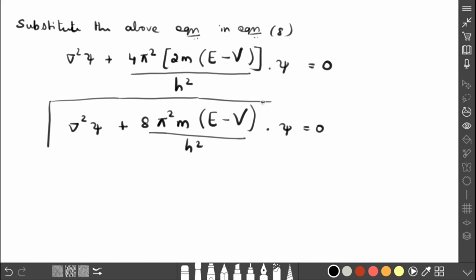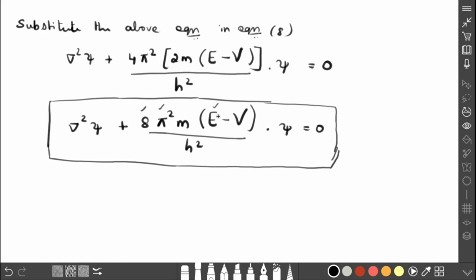Now you see this equation, the first term is del square psi. So del square is the Laplacian operator and psi is the wave function. 8 is the numerical number, pi is the constant, m is the mass of the particle, and E is the total energy of the particle, and V is the potential energy, and h is the Planck's constant. Psi is the wave function. So in this equation there is no time variable.